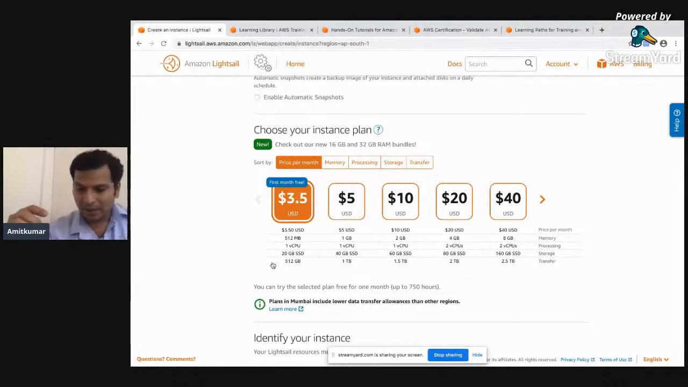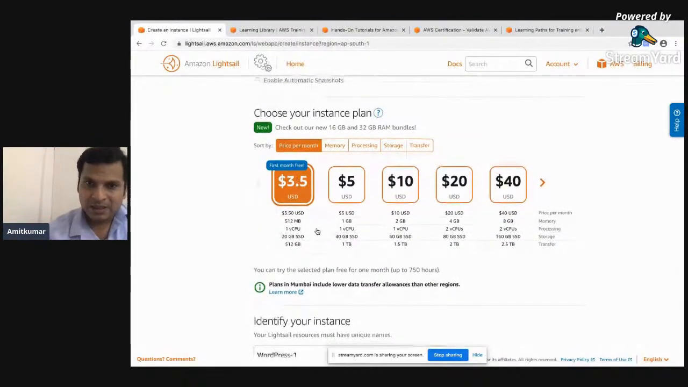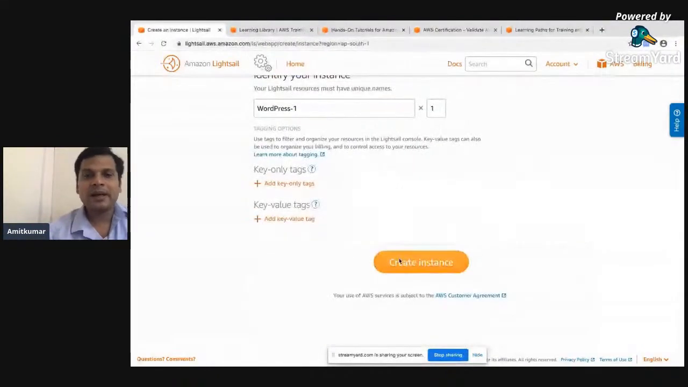Remember, I mentioned sometime back that one of the other fees that every public cloud provider, not just AWS, charges you is for the data out. So anything that goes out from your AWS account, from your AWS network towards the internet, is counted as download charges. Here 512 GB of data download is included, which will give you a monthly bill of just $3.5. So let's select this one. I'll keep all the defaults and simply go ahead and create an instance.